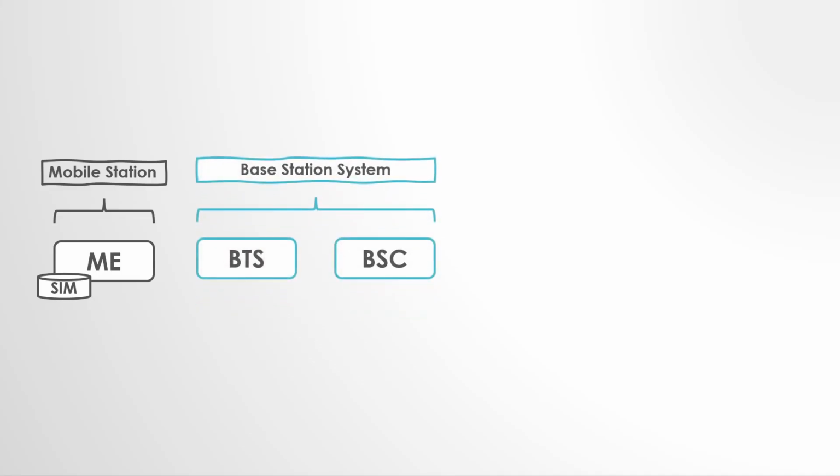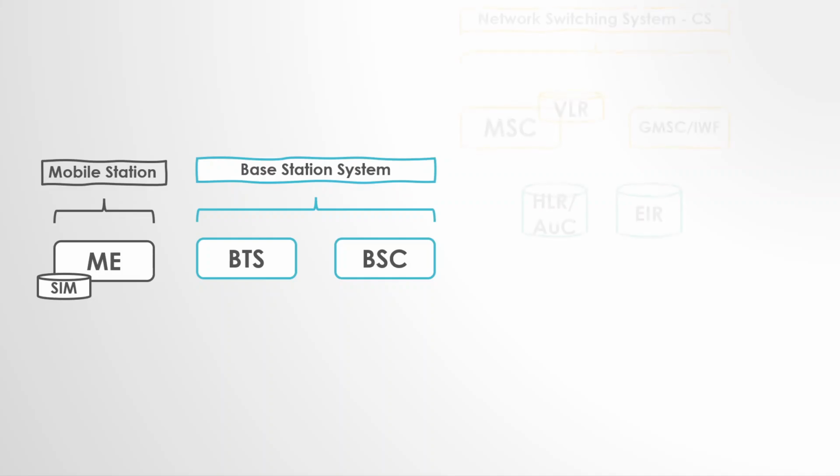Next, base station system (BSS), which consists of base transceiver station (BTS) and base station controller (BSC). Mobile station accesses the services provided by GSM network by connecting to base station system over the air or radio interface using licensed spectrum. While BTS serves one cell, BSC controls one or more BTSs. This part of network is generally referred to as radio access network.